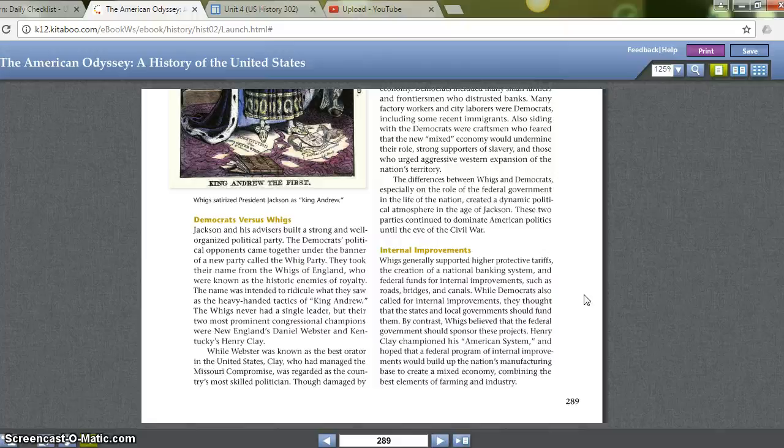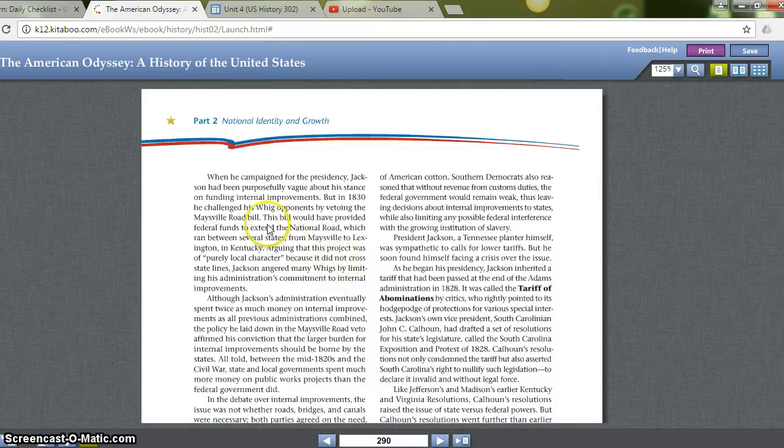While Democrats also called for internal improvements, they thought that the states and local governments should fund them. By contrast, Whigs believed that the federal government should sponsor these projects. Henry Clay championed his American System and hoped that a federal program of internal improvements would build up the nation's manufacturing base to create a mixed economy, combining the best elements of farming and industry.